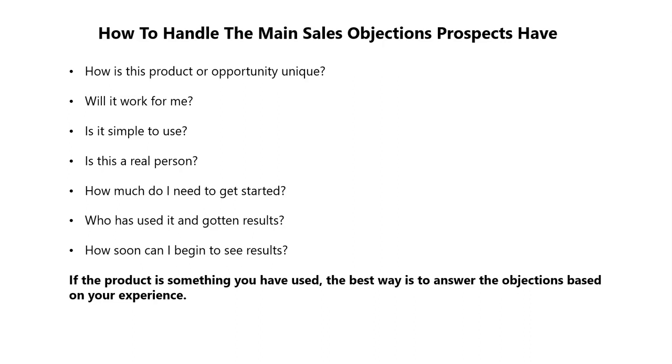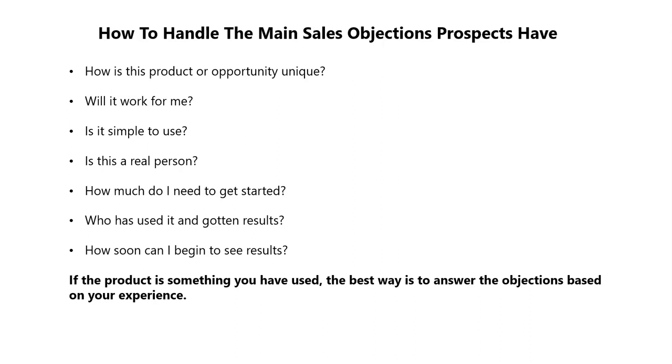And the main sales objections are questions like, how is this product or this opportunity unique? Why is it different? Or will this work for me? Or is it simple to use? Or is this a real person? That is, if you are an affiliate for a vendor, talking about the vendor. Or how much do I need to get started if it is like a business? Or who has used it and gotten results? Or how soon can I begin to see results? So these are the common questions that cause objections.